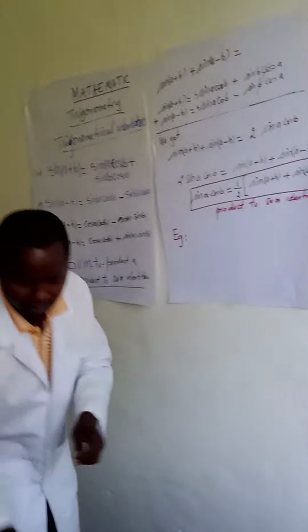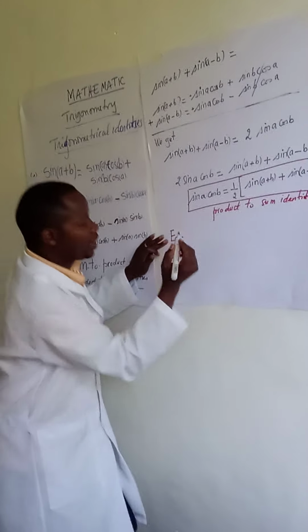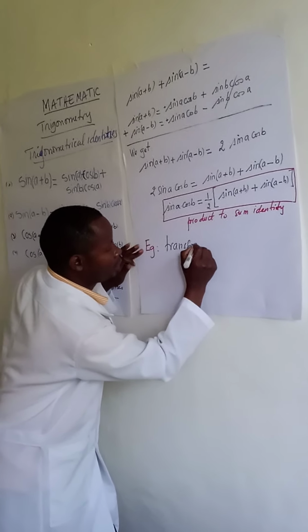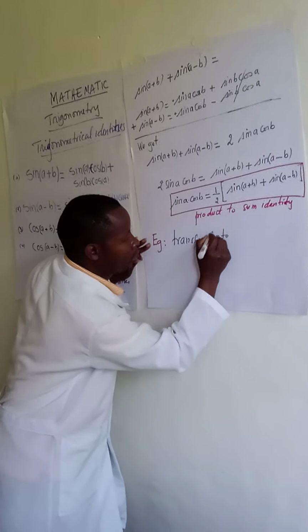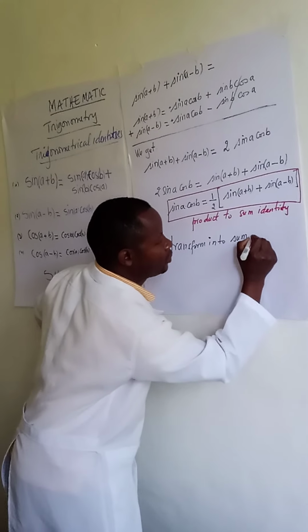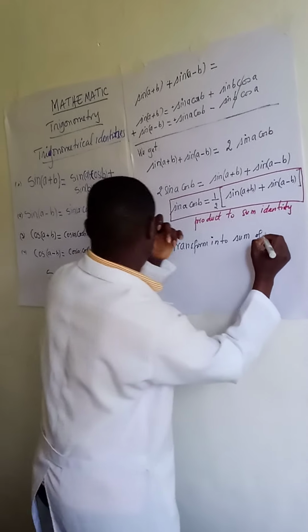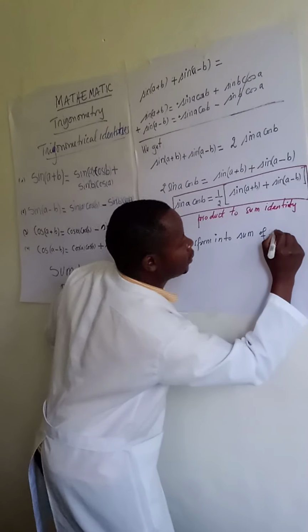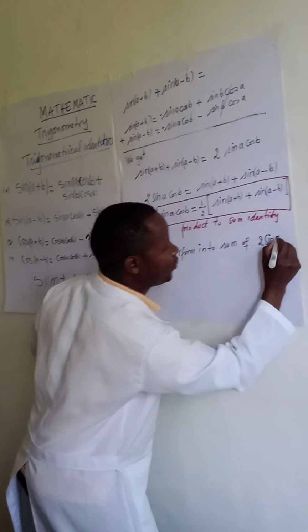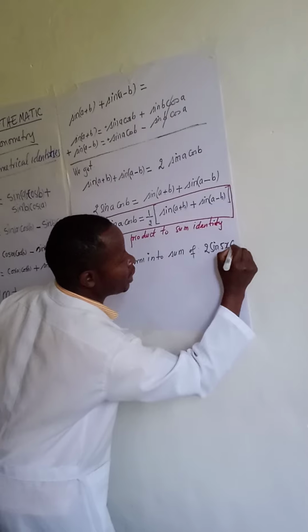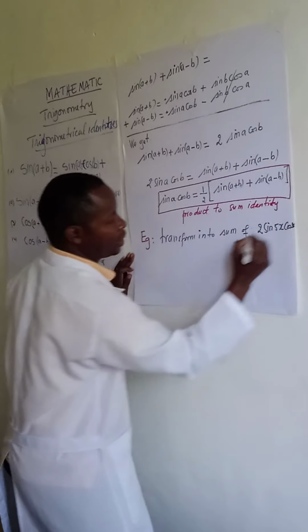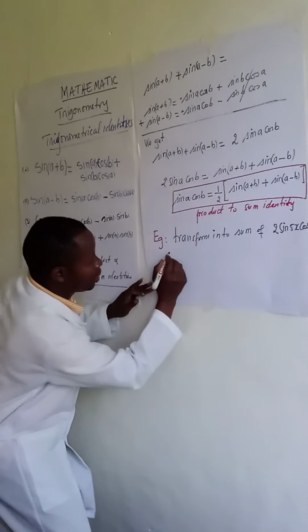Transform into sum, for example, 2 sine of 5x cosine of 3x. So is it clear? Okay.